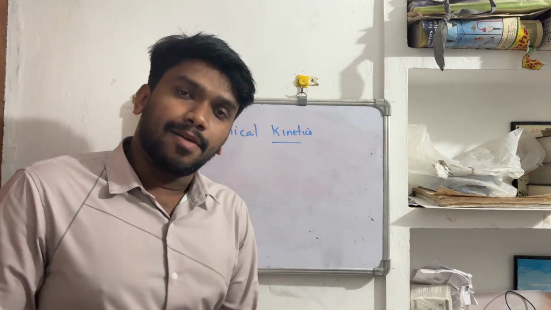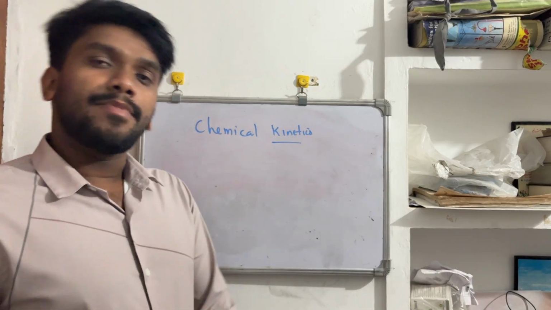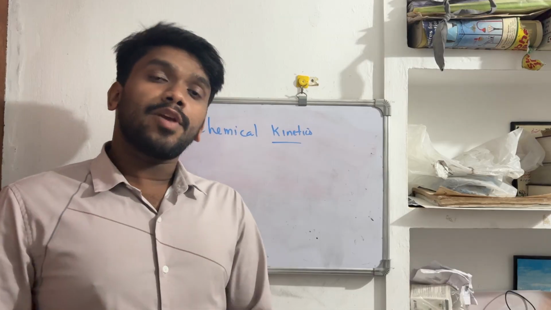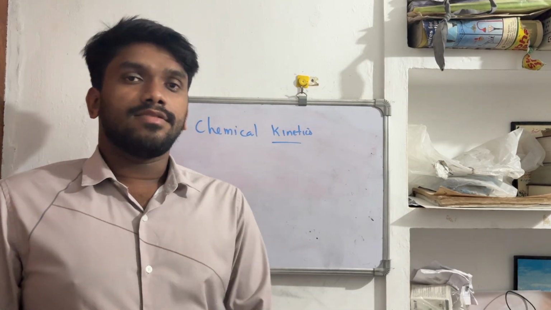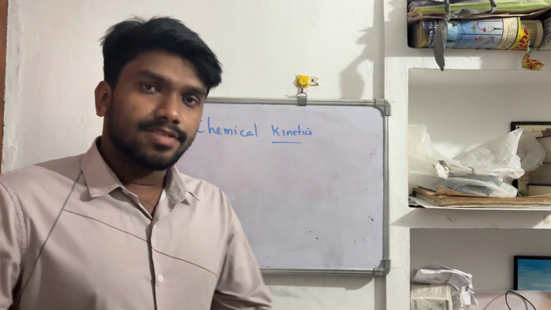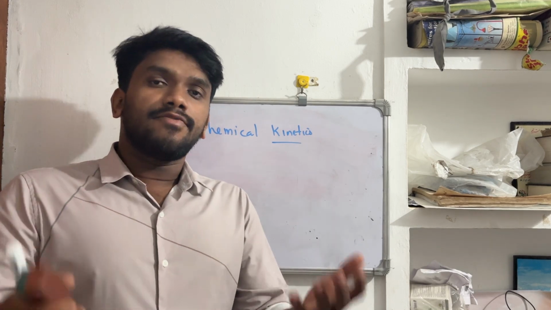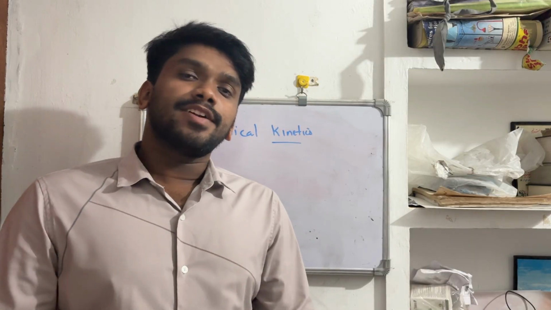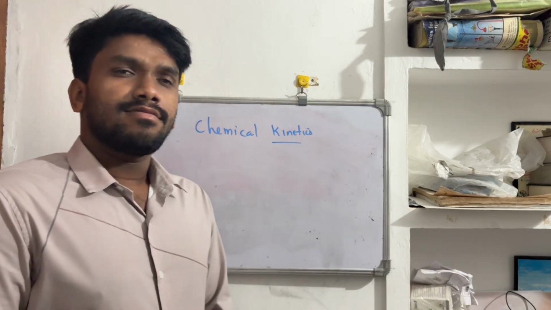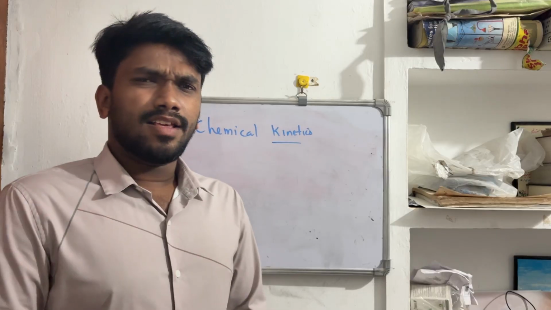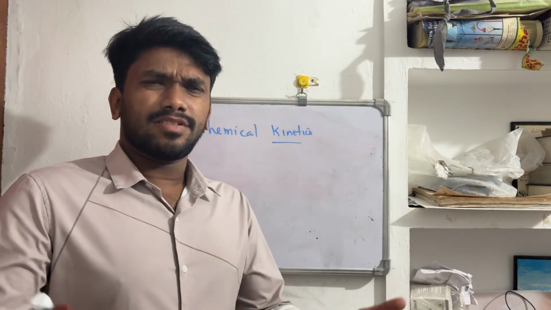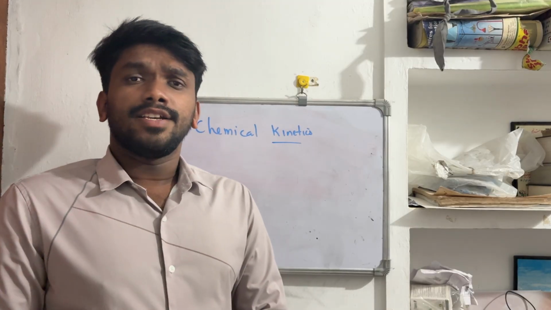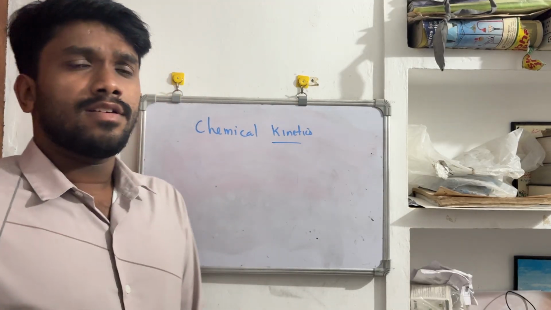Before starting this chapter, let me tell you some familiar examples. Do you know how we can make curd from milk? Yes, we can prepare curd from milk by fermentation. How much time is taken for this chemical reaction? Maybe one day, or maybe 6 to 10 hours. So this chemical reaction needs 10 hours.